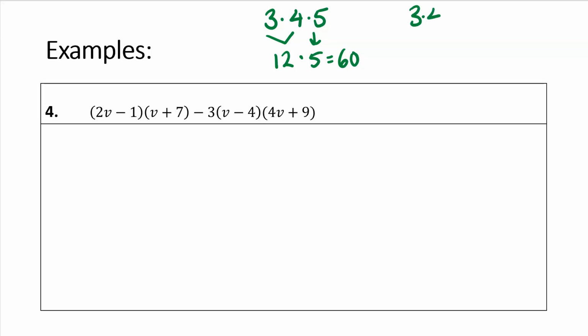Or you can think of it as you have 4 multiplied by 5 is 20, multiply that by 3, and you get 60. So when you're dealing with 3 factors, you can choose to multiply the first 2 factors and then get an answer and then multiply it by the third factor. Or you can multiply the last 2 factors, get an answer, and then multiply it by the first factor. And that's what we're going to do with this example.